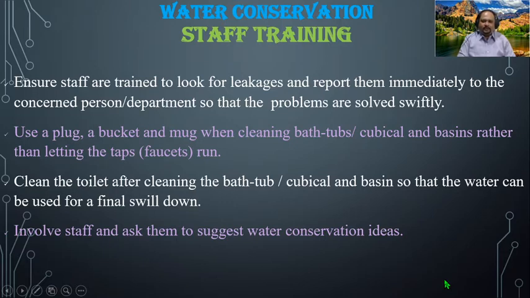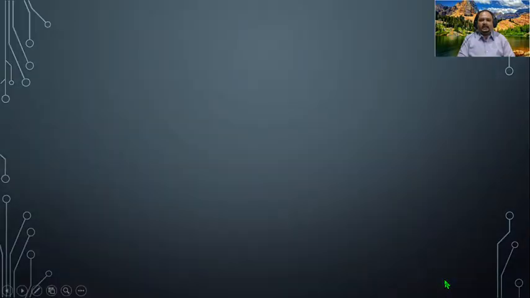Use a plug, a bucket, and a mug when cleaning bathtubs, cubicles, and basins rather than letting the taps or the faucets run. Clean the toilet after cleaning the bathtub, cubicle, and basins so that the water can be used for a final spill down. Involve staff and ask them to suggest water conservation ideas.